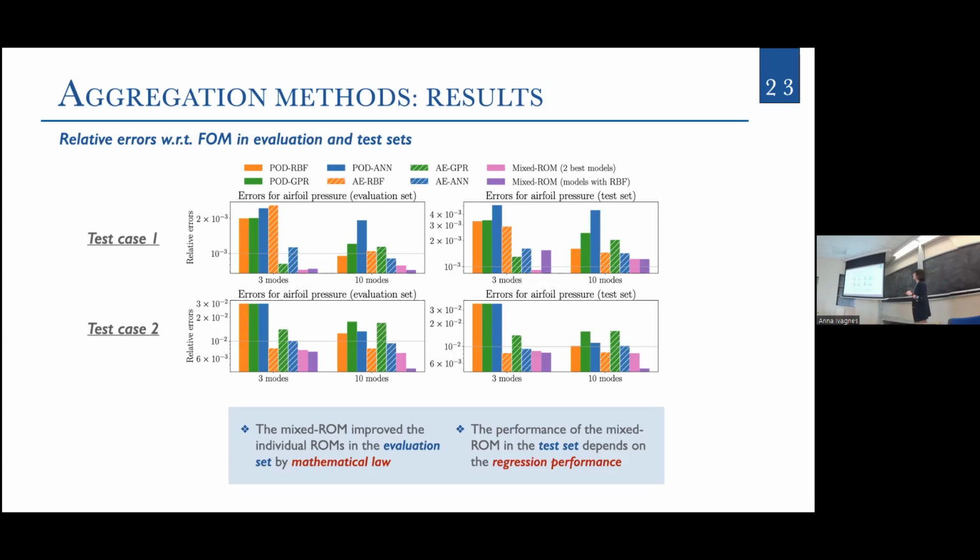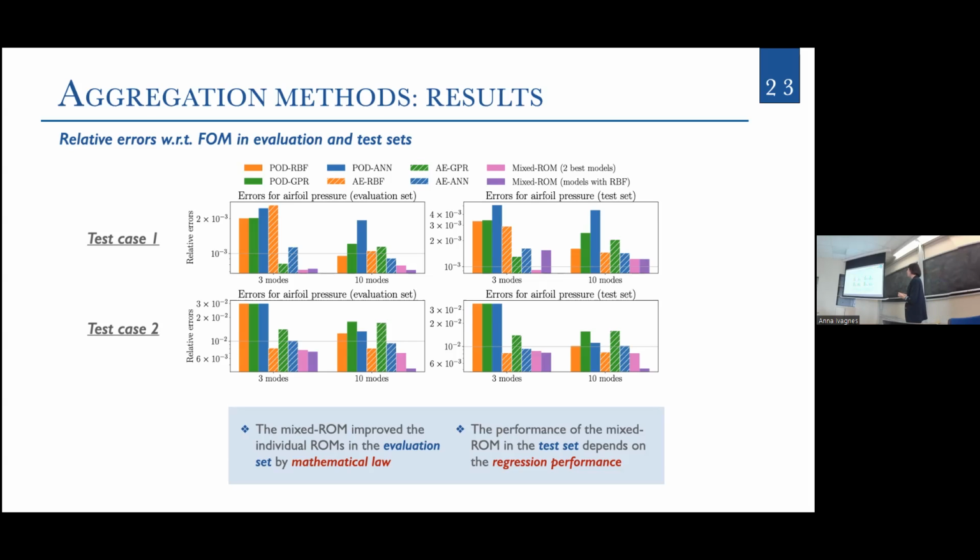In particular, we consider two different aggregations. One with the two best models, best measured on the training set, okay, and one with the two POD-RBF and autoencoder-RBF approaches, because we wanted to see if combining two different reduction approaches could enhance our method. Okay, so you see also the results for 3 modes and 10 modes again.